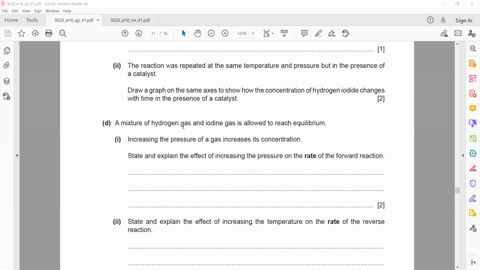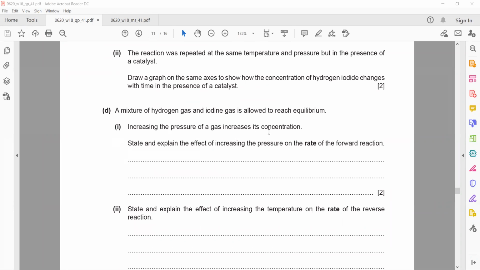A mixture of hydrogen gas and iodine gas are allowed to reach equilibrium. Increase in pressure of a gas increases its concentration. State and explain the effect of increasing pressure on the rate of the forward reaction. What will happen to the rate of forward reaction if we increase the pressure? They're not asking about position of equilibrium, it's asking rate. Rate will increase, but state and explain.